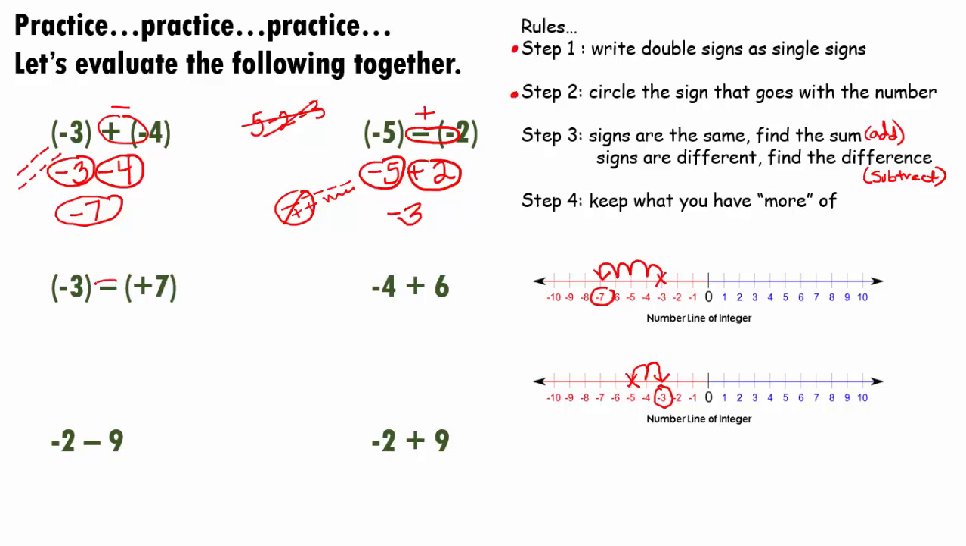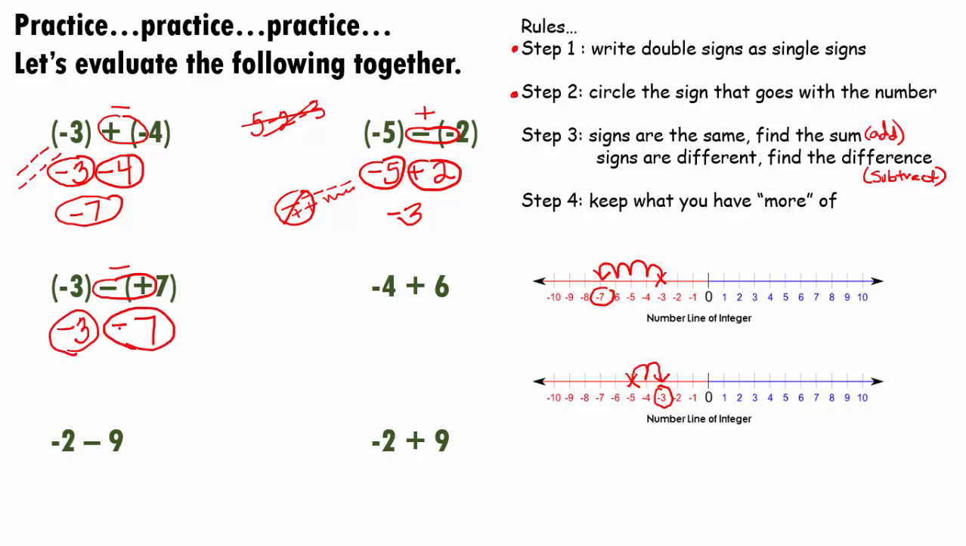Double signs is a single sign. Minus a positive becomes a minus. So your first number just remains as it is. That's a -3. Then I do minus a positive, which becomes a minus: -3 minus 7. Second step, circle the sign that goes with the number.